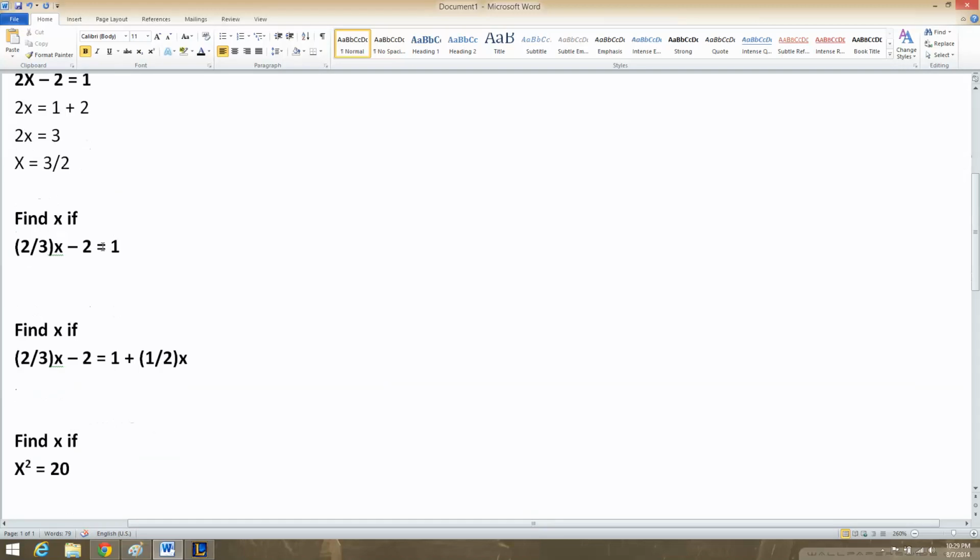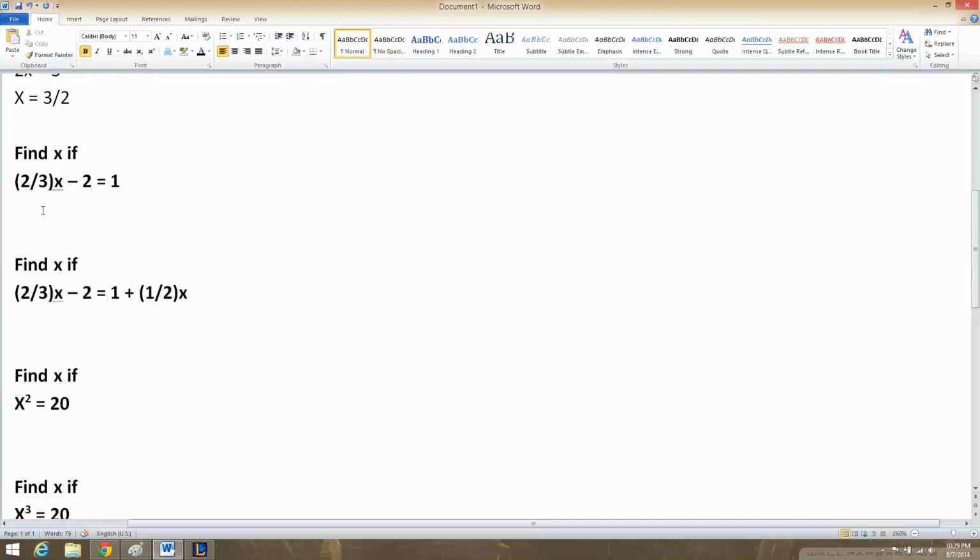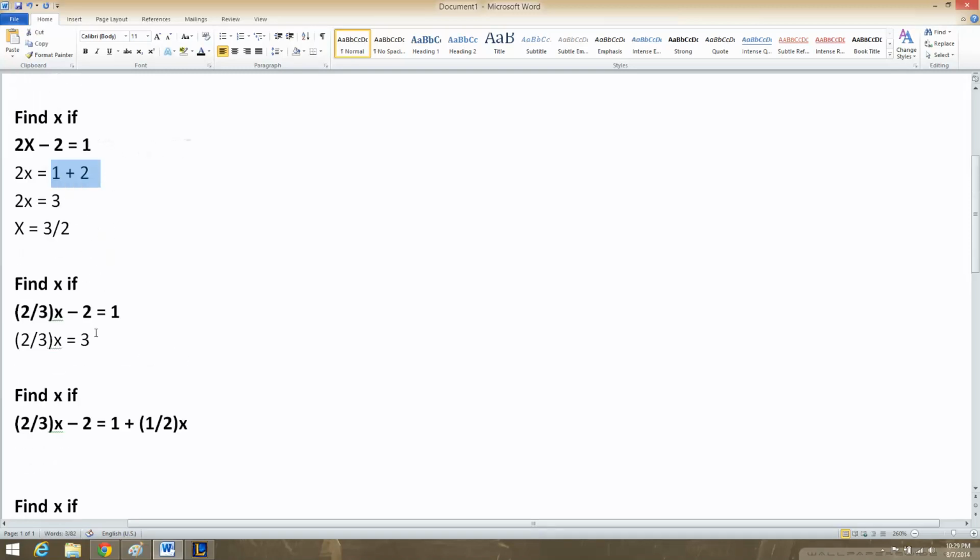Next problem, we're going to have a fraction added to the x, so it's going to be 2 over 3x minus 2 equals 1. So what this is going to end up being is the same thing as before: carry the 2 over to the other side, and that ends up as 3. I'm going to skip this part.